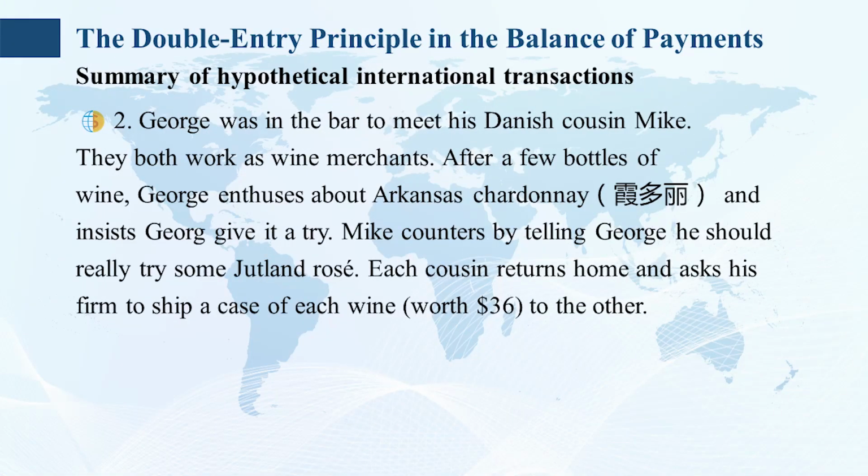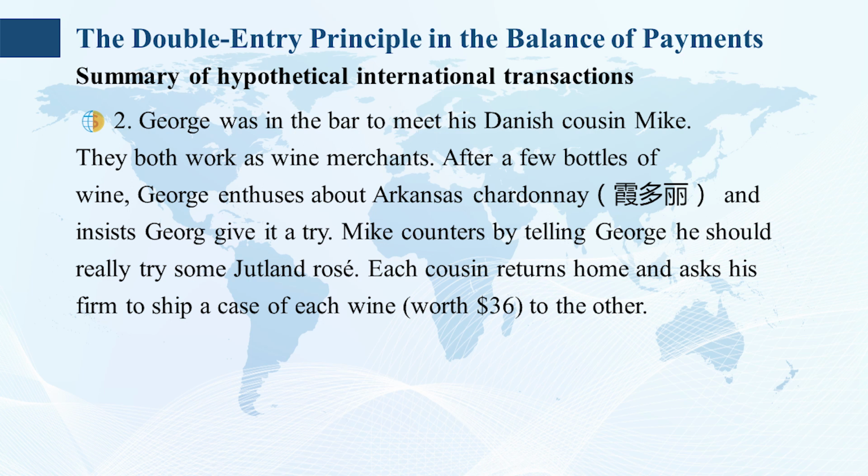Case 2. George was in the bar to meet his Danish cousin, Mike. They both work as wine merchants. After a few bottles of wine, George enthuses about Axos Chardonnay and insists Mike give it a try. Mike counters by telling George he should really try some Jutland Rosé. Each cousin returns home and asks his firm to ship a case of each wine worth $36 to the other.